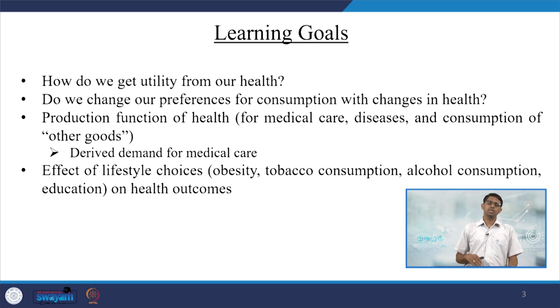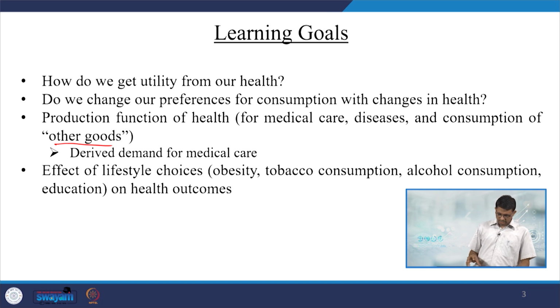Some of the important learning goals we have set here are as follows. How do we get utility from our health? How do we change our preferences for consumption with changes in health? And also we will discuss the production function of health, with special emphasis on medical care, disease and consumption, emphasizing other goods. How other goods as a function of health, or health along with other goods, are defining the best utility to the consumer.